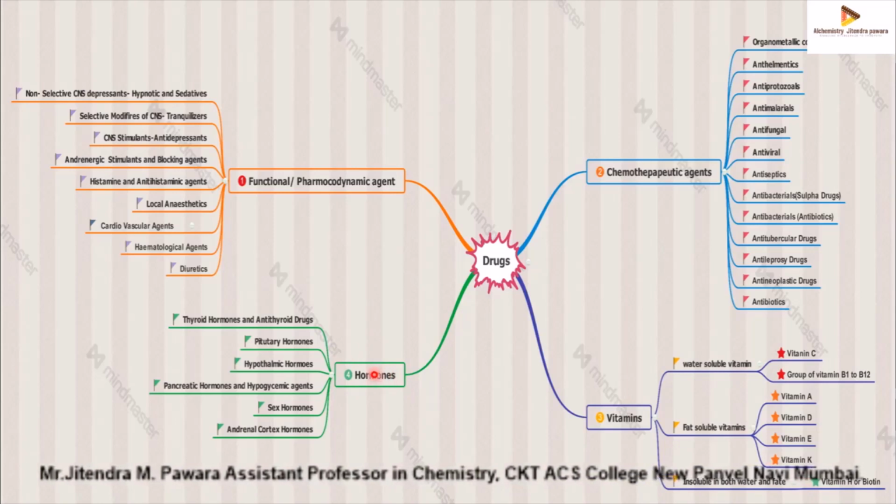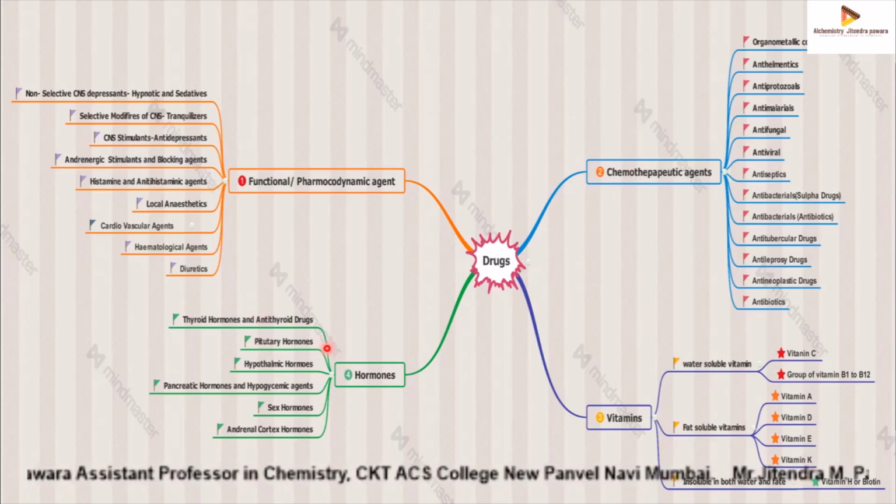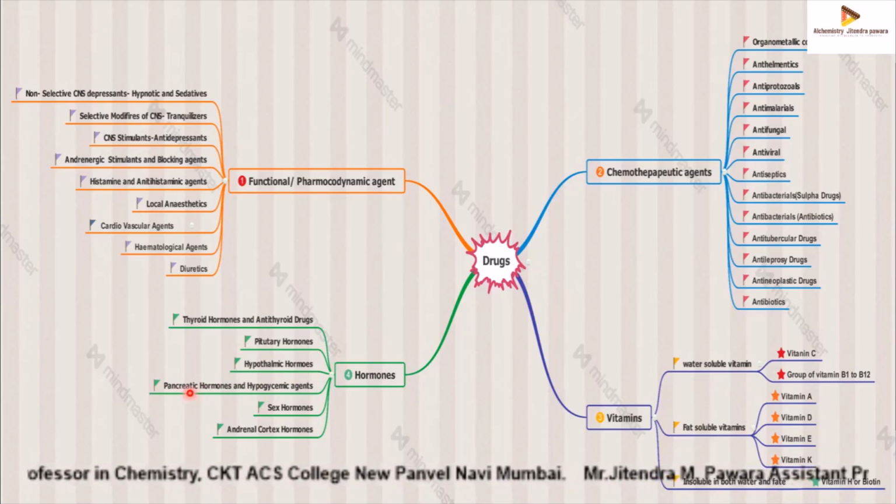So these are the regulatory substances secreted by the endocrine gland and ductless gland. They are further classified depending on which function they control. So the first one is thyroid hormone and anti-thyroid drugs. Second one, pituitary hormones. Third one, hypothalamic hormones. Fourth one, pancreatic hormones and hypoglycemic agents.